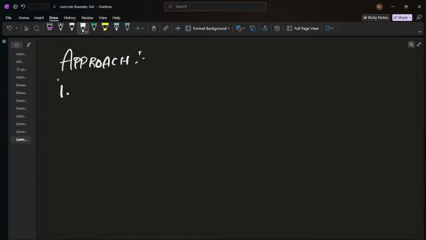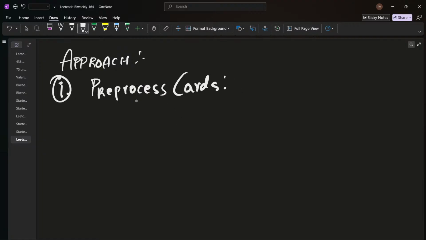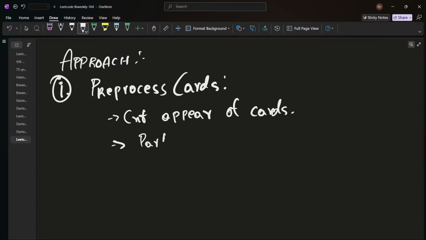The first step, what is our first step? We'll pre-process the cards. How am I gonna do it? Count how many times each card appears first, then partition into categories.